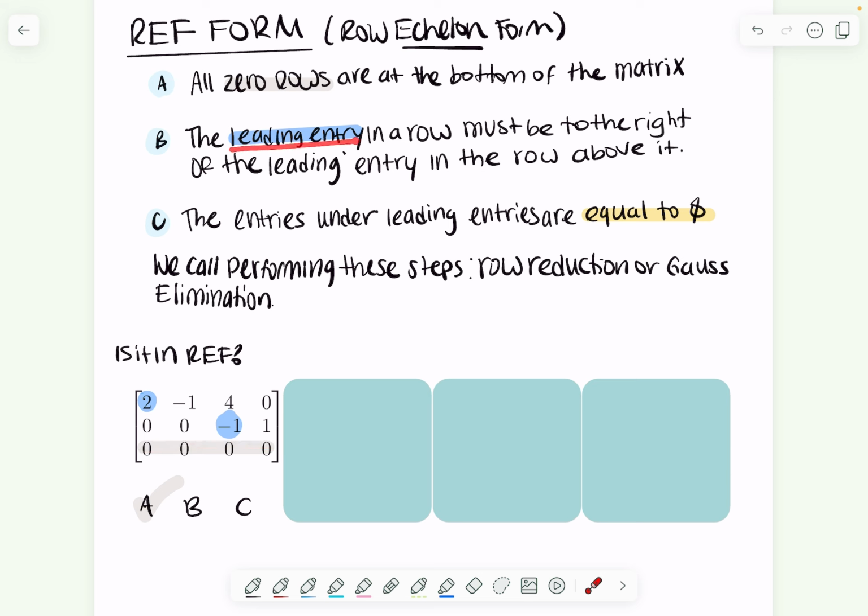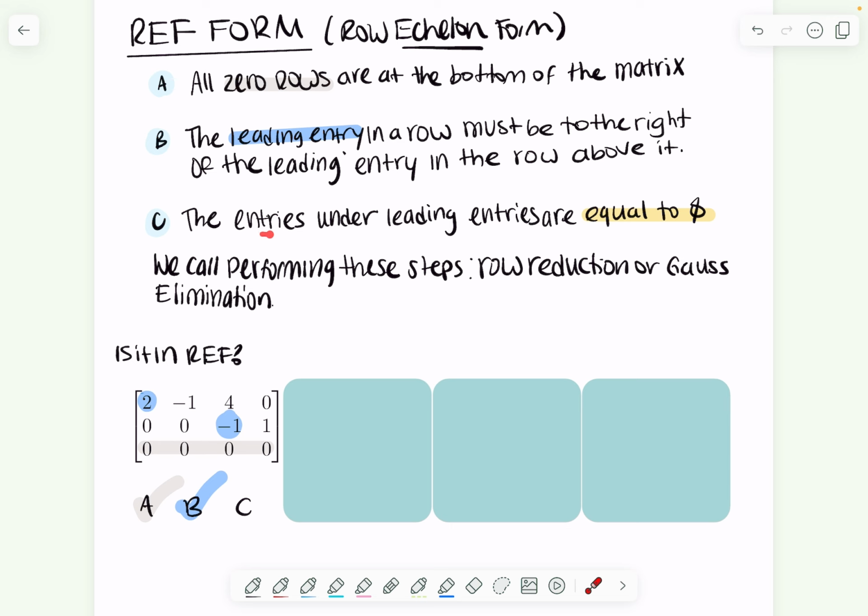So it's saying the leading entry in a row must be to the right of the leading entry in the row above it. So for this one, you ask yourself, is this leading entry to the right of the leading entry in the row above it? Well, it doesn't have a leading entry in the row above it, so this one's fine. You move on to the next. Then you ask yourself, is this leading entry to the right of the leading entry in the row above it? Which is the leading entry in the row above it? This one. Is it to the right? Yes. Is it also below it? Yes. Because saying that it's to the right of the one above it means that this one should be below this one. So this condition is also satisfied.